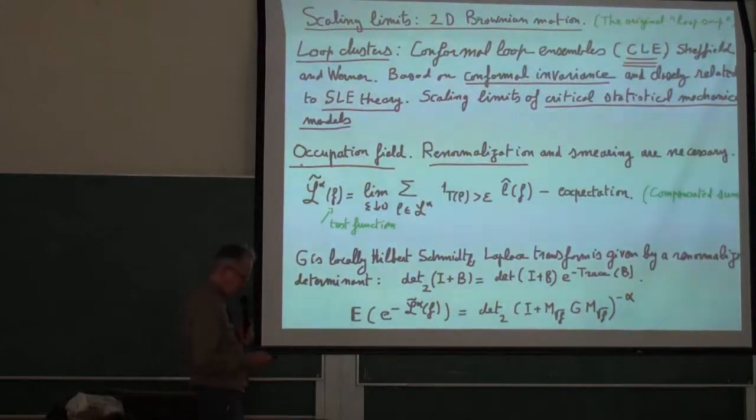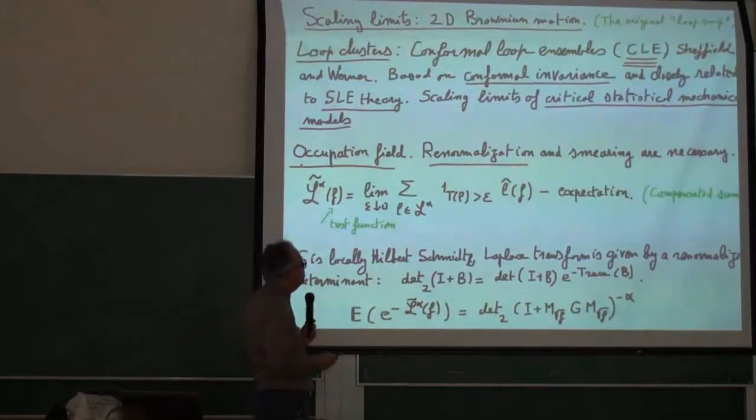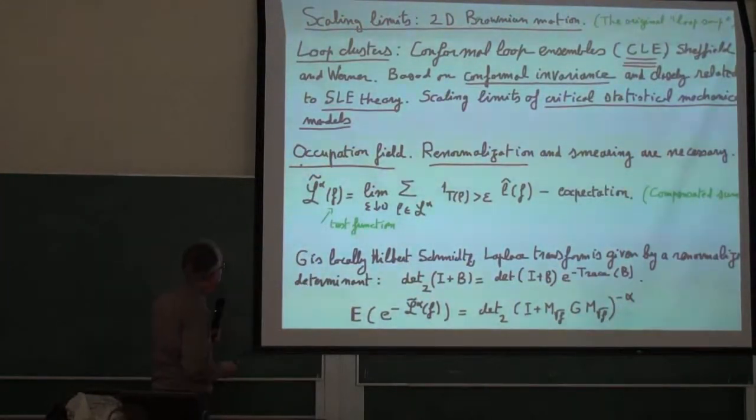So to finish, let me talk only about the two-dimensional Brownian motion case, which is the original loop soup defined by Lawler and Werner, sorry. The loop clusters, what are they in that case? Well, they're actually related to conformal loop ensembles, called CLE, defined by Sheffield and Werner. And this theory is based on conformal invariance and very closely related to SLE theory. And these CLE conformal loop ensembles occur as scaling limits of critical statistical mechanical models.